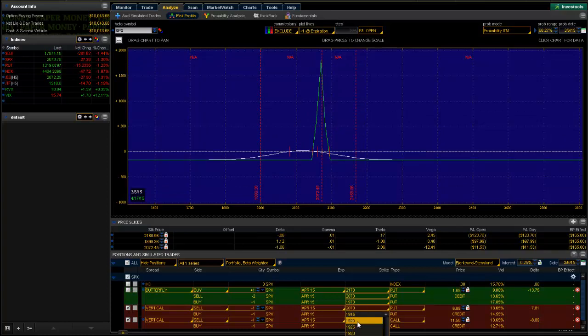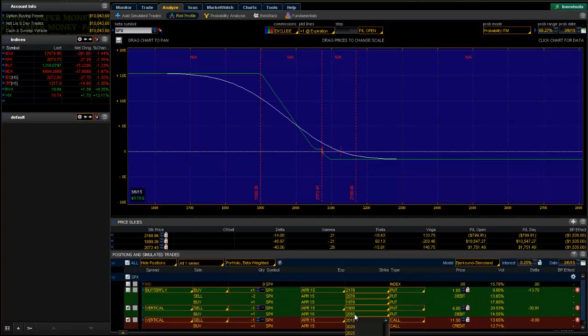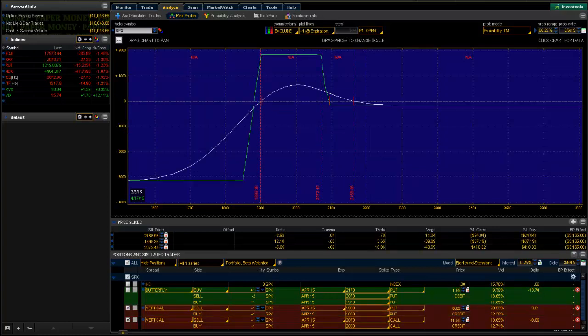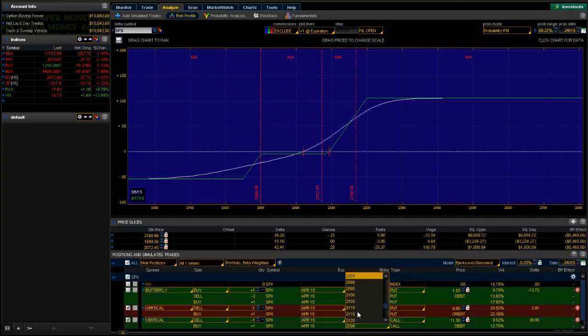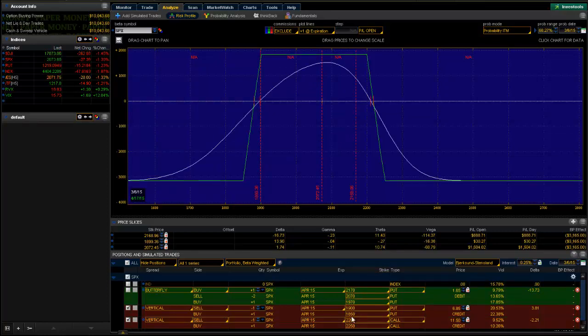I've come way out here on the puts. We'll say 1900 and 1850. And we'll come way up on the calls to say maybe 2200 and 2250. Or we can probably even go farther than that. Let's say 2300 and 2350.